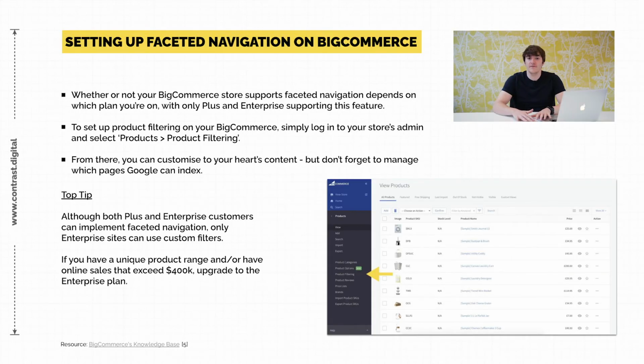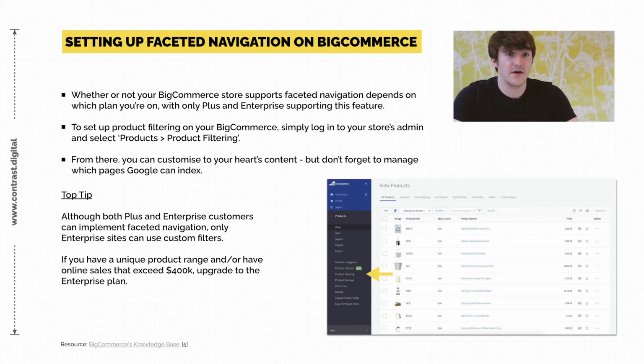So on the final point of faceted navigations here, it's understanding and knowing which plan you are on from a BigCommerce perspective. On the basic plan, just the lower tier one, they don't offer the product filtering, so this isn't something you even need to worry about. Then when you get into the Plus and Enterprise plans, you get the ability to add product filtering in, and you get the standard ones out the gate. It's not until you get to the Enterprise plan that you can really do custom filters. So just bear that in mind. It's not going to be too much of an issue.